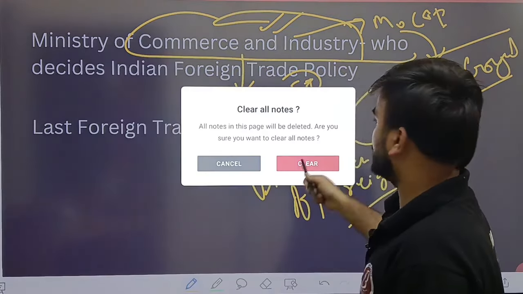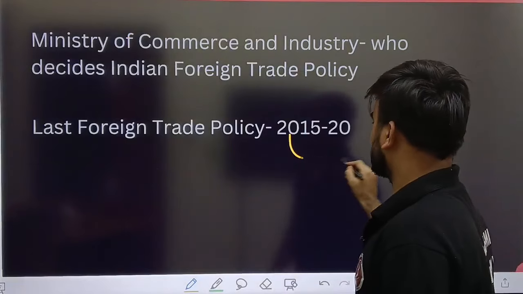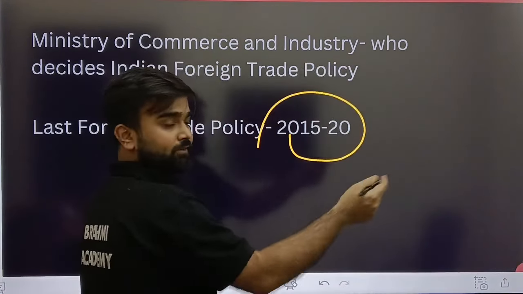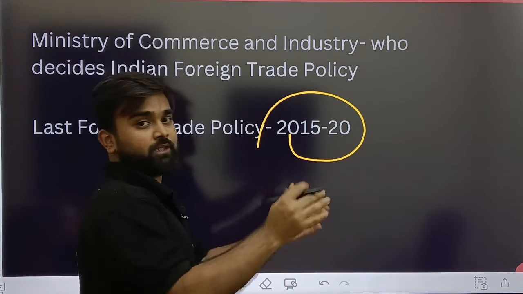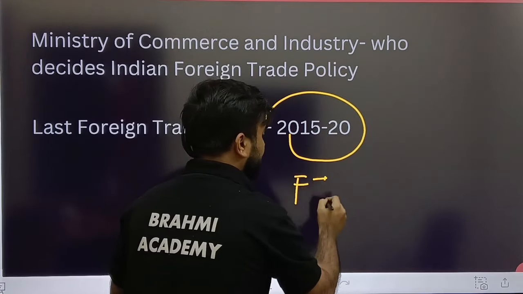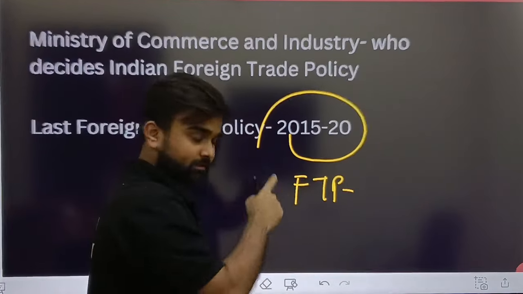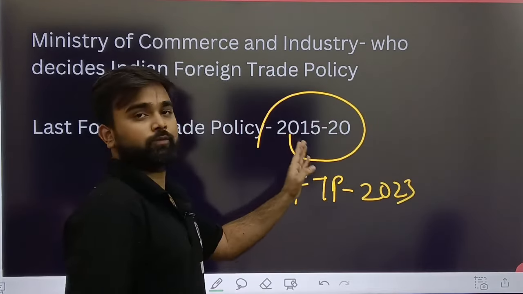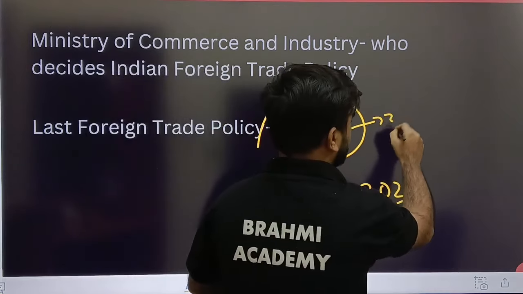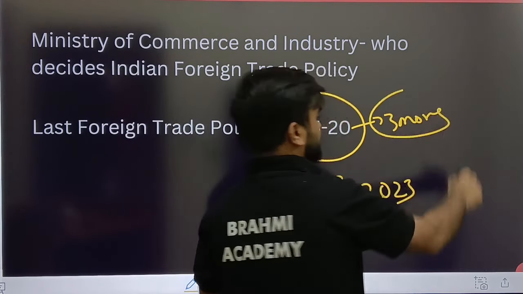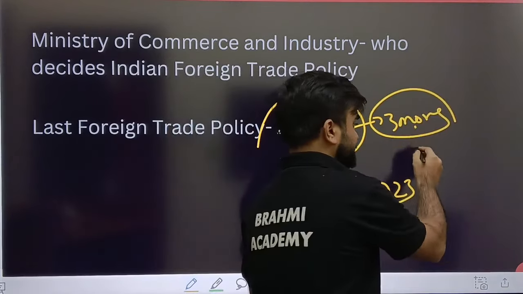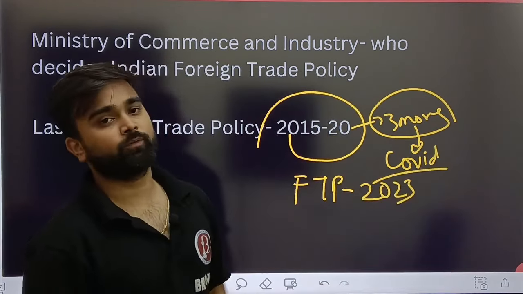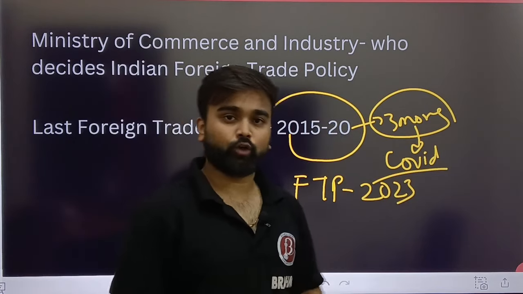The last foreign trade policy that came in front of us was from 2015 to 2020. It was extended by two more years and then the final year. The new foreign trade policy that we are going to study is the FTP, foreign trade policy 2023. Earlier it was from 15 to 20, but it was extended three more years, year by year. The reason was COVID. You already know this was the time when COVID hit us, so we extended the foreign trade policy.